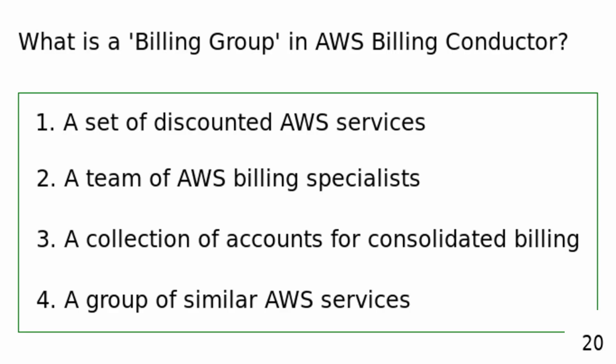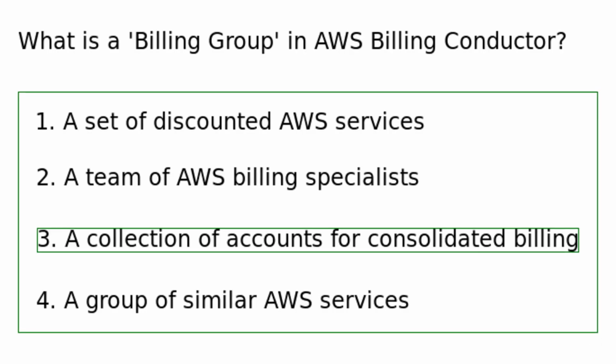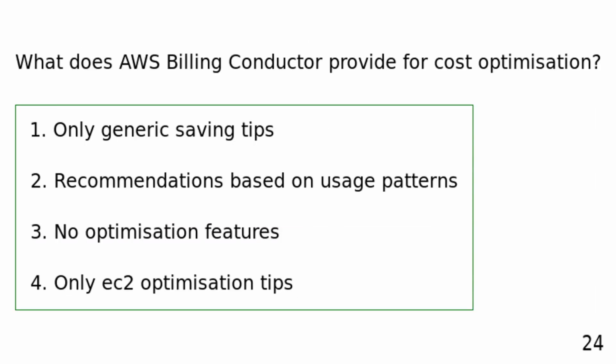What is a billing group in AWS Billing Conductor? A set of discounted AWS services. A team of AWS billing specialists. A collection of accounts for consolidated billing. A group of similar AWS services. A billing group in AWS Billing Conductor is a collection of accounts that are billed together, providing a consolidated view of costs.